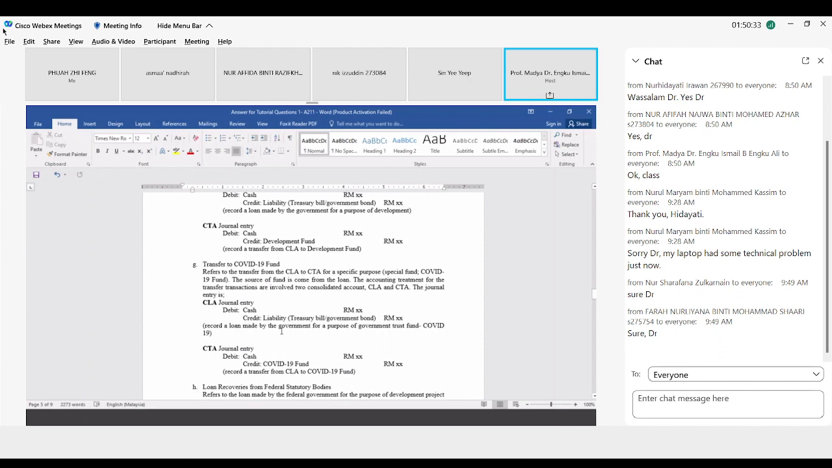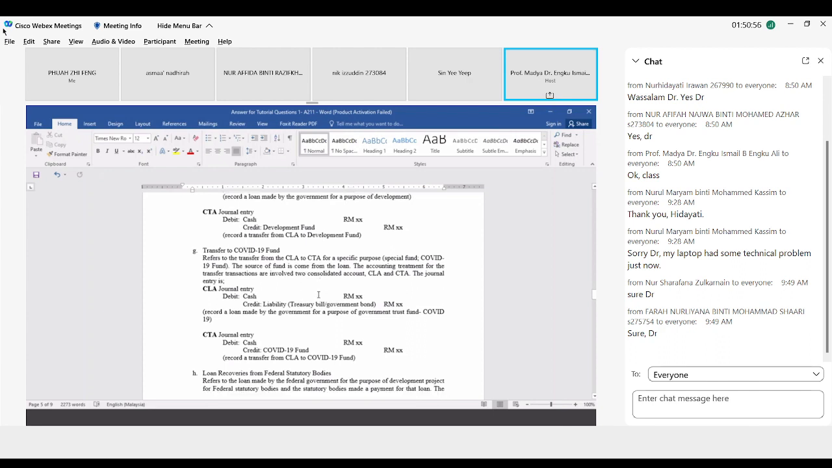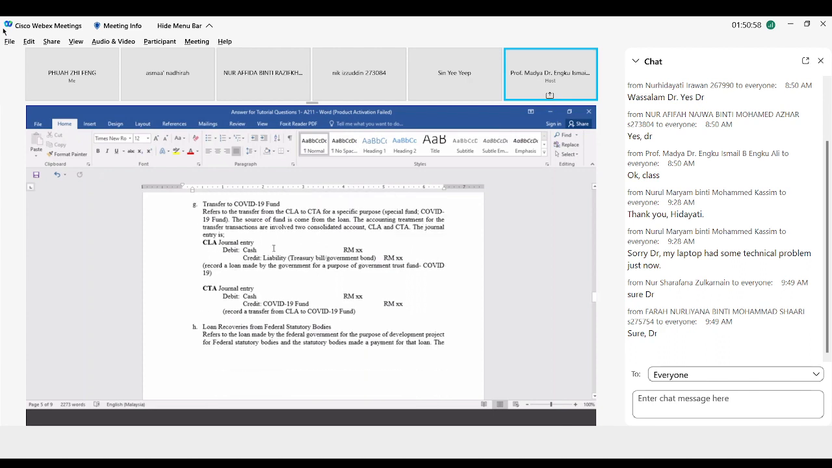So for COVID-19, if it is a transfer, it means the fund comes from borrowing. But if it falls under the contribution, it comes from the CRA. So you understand directly. Therefore, you need to understand what the transfer means, what the contribution means, and this is the journal entry.